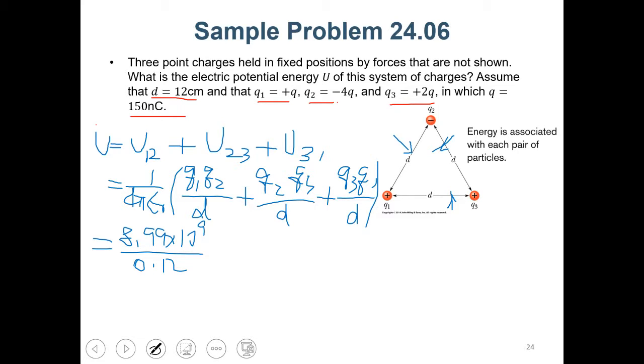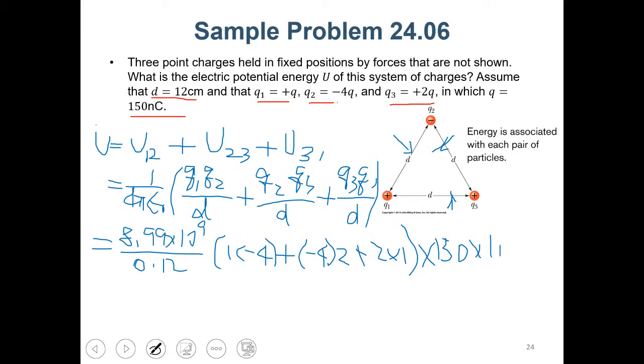And actually it will be something like 0.12 times (1 minus 4 plus minus 4 2 plus 2) times 1 times 150 times 10 to the minus 9. So the answer will be minus 1.7 times 10 to the minus 2 joule.